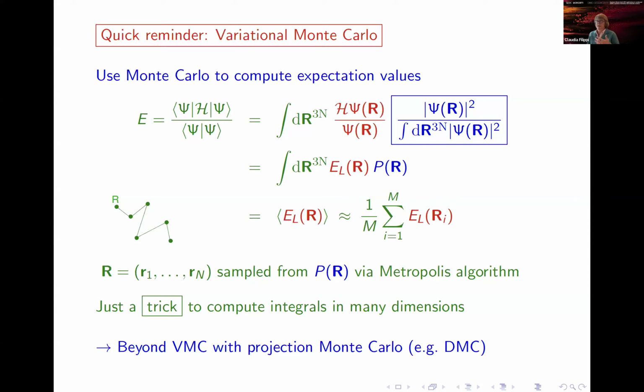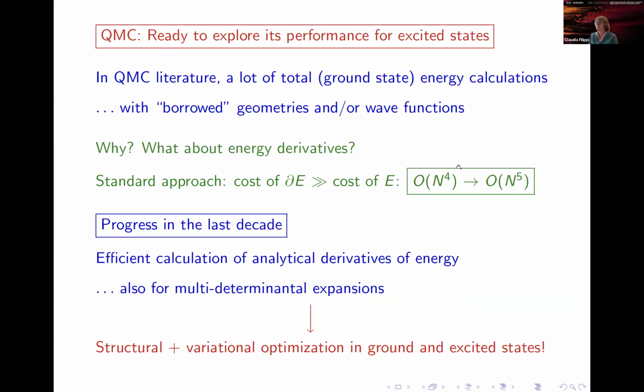And of course, the results will depend on the quality of the wave function. And usually what we do is we go beyond variational Monte Carlo using so-called projection Monte Carlo methods to actually generate a better approximation, which will, however, still depend, for fermions, on the wave function via the fixed node approximation, which was mentioned before.